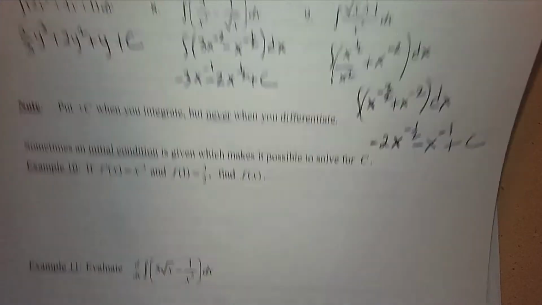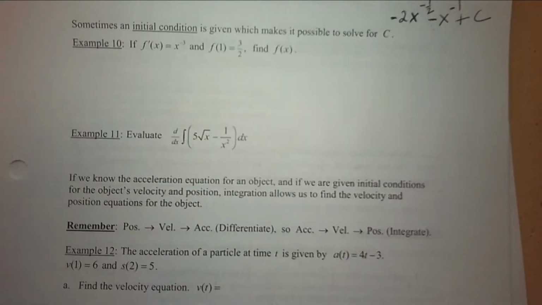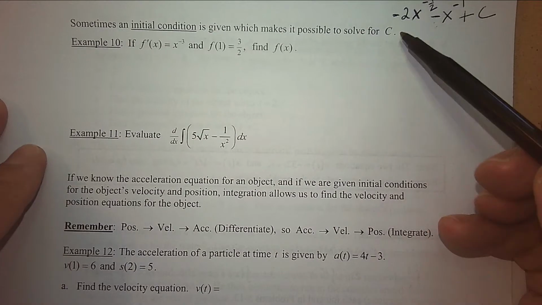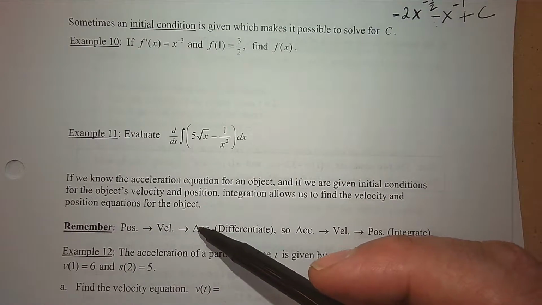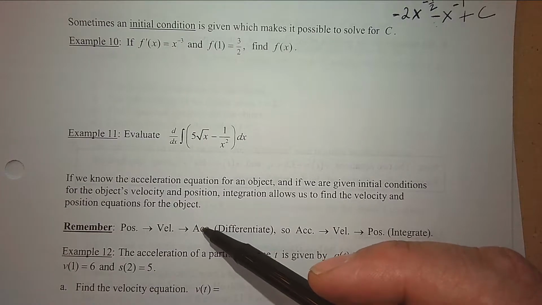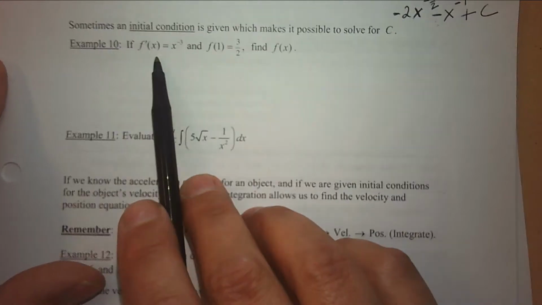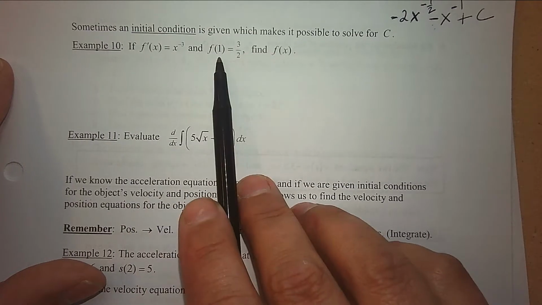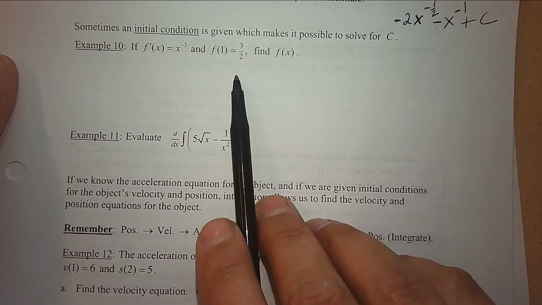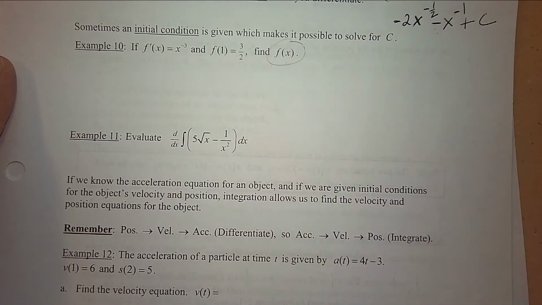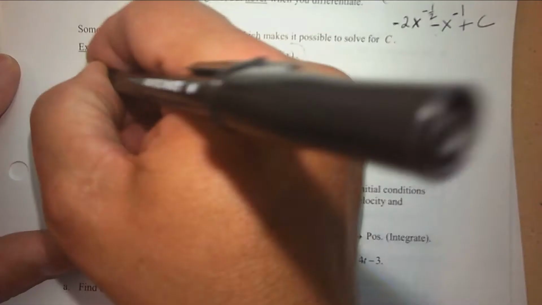So, sometimes an initial condition is given, which makes it possible to solve for c, so you don't have a c in your final answer, but you actually have a number for what the constant is. So, can we see what happens for that? So, in example 10, you're given the derivative, and you're given an initial condition. That means when x is 1, y is 3 over 2, and then it says, find the function.